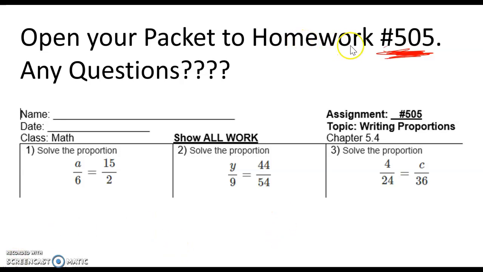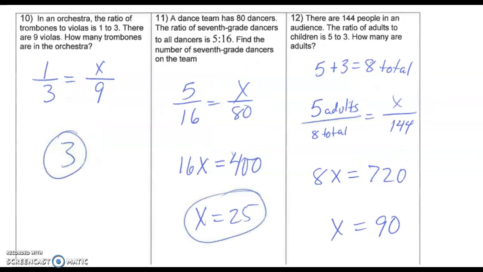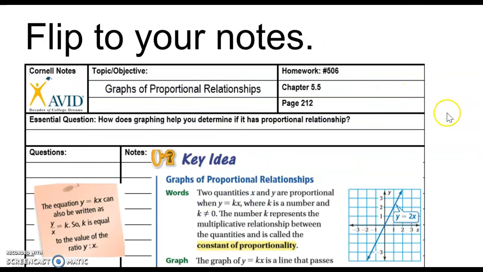All right, so if you have any questions on homework 505, make sure you let me know. In class, I would go over them with you. You can also watch the video we had, and it shows you how I did it. So let's look at our notes for today.